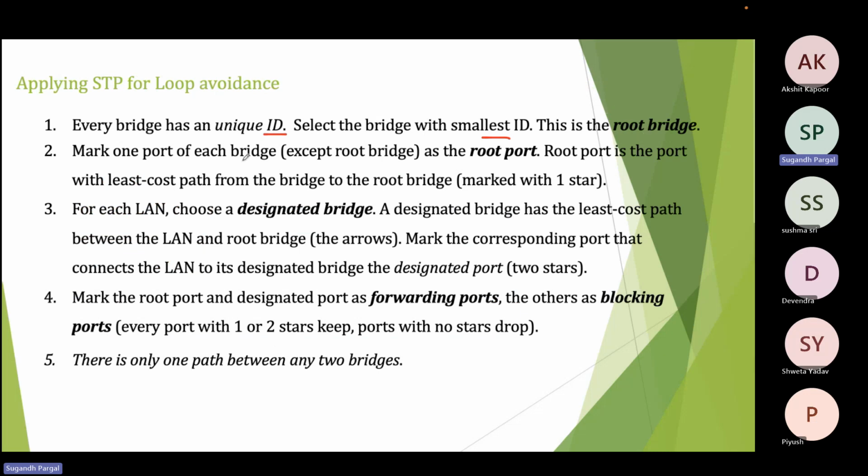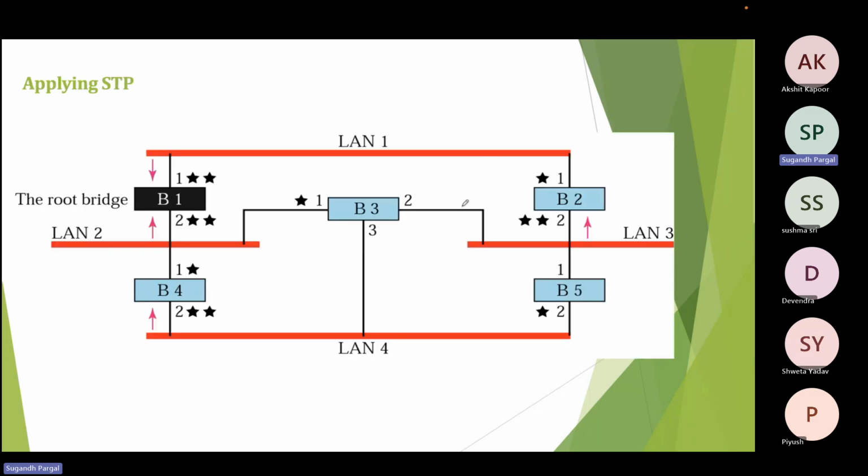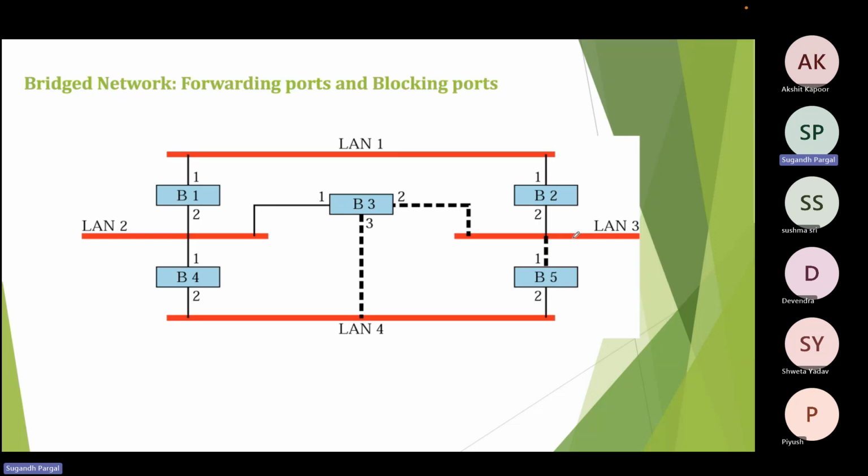So mark one port of each bridge except the root bridge as the root port. So consider this B1 as the root bridge. Apart from B1, for all the other bridges we consider one port as the root port. Say we have considered this as the root port, then for this bridge this as a root port, then this bridge this as a root port, and then this bridge this as a root port. Okay.